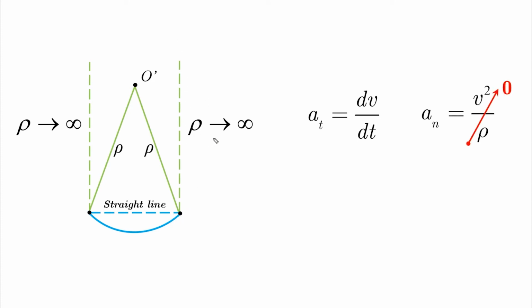This means an now becomes equal to 0 because of ρ at the denominator, and this brings us to the motion that we already know in a straight line, where a is equal to dv over dt. The bottom line is an exists only in curves. No curve, a equals dv over dt.